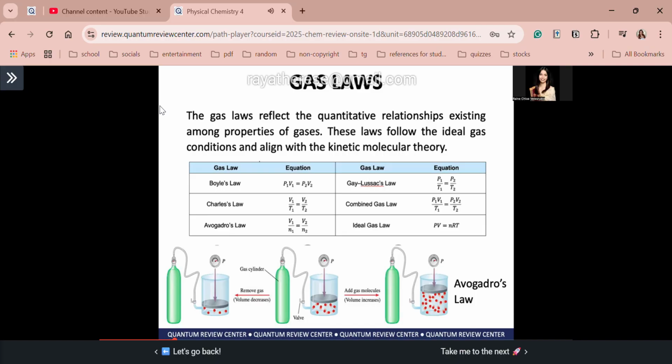And lastly, we have the combined gas law. This is very important, guys. P1V1 over T1 equals P2V2 over T2. Guys, you must memorize the combined gas law. It never fails to appear in the board exam. And we also have the ideal gas law, that is PV equals nRT. You should know these gas laws by heart, guys, okay?